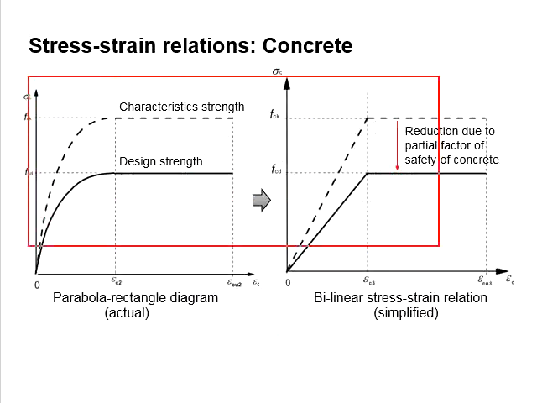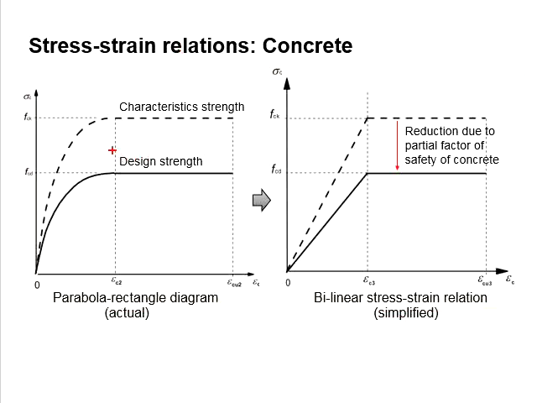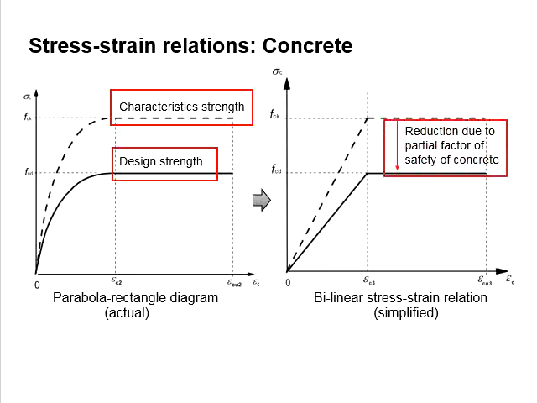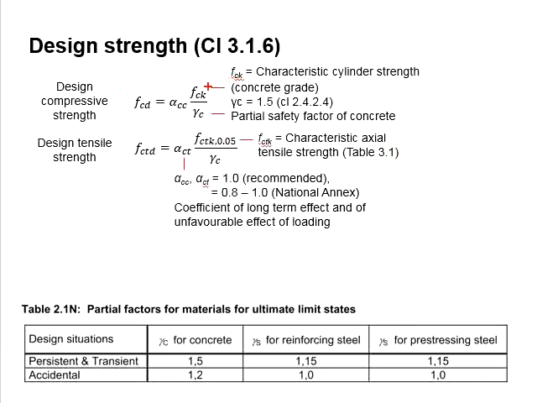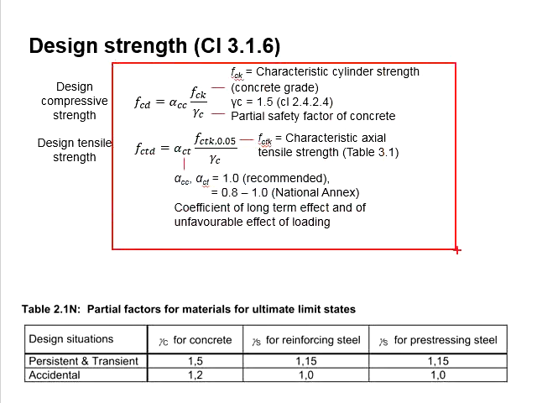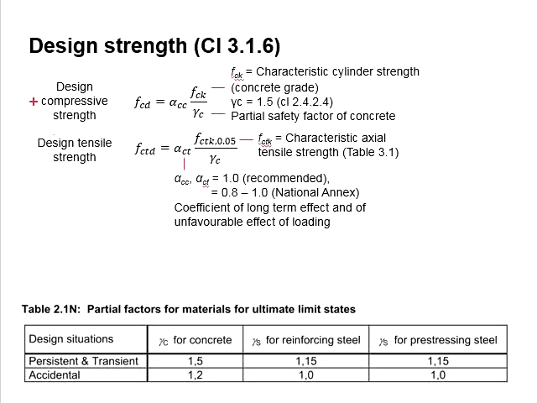In our previous video, we discussed that the design strengths are normally lower than the characteristic strength, as there are considerations in terms of the factor of safety of the concrete. This can be expressed in the equations indicated here. The design compressive strength is represented by fcd, while fctd represents the design tensile strength. There are factors of safety, alpha cc and gamma c.